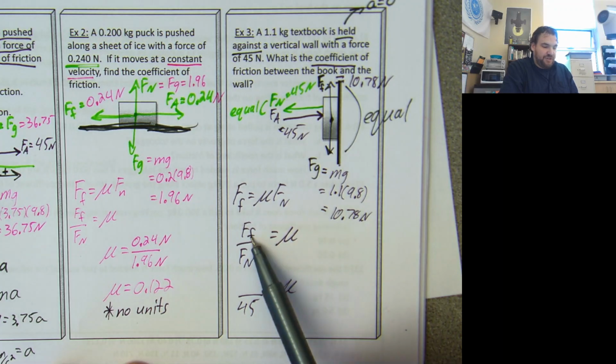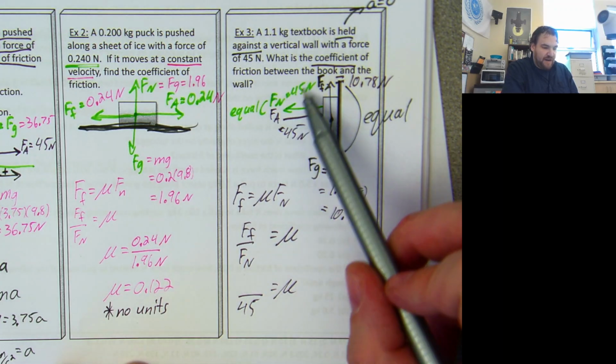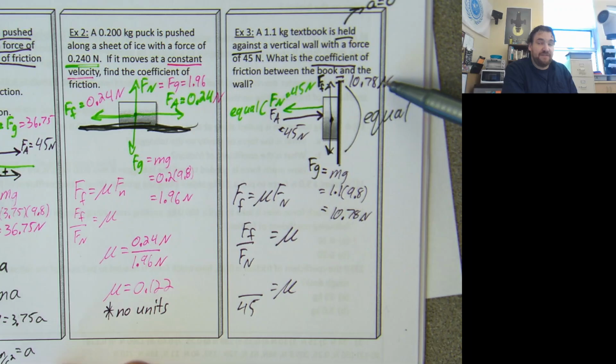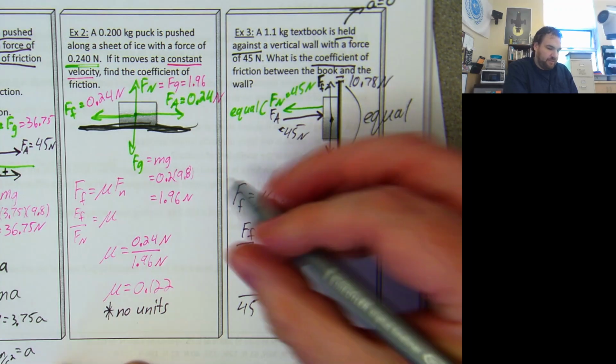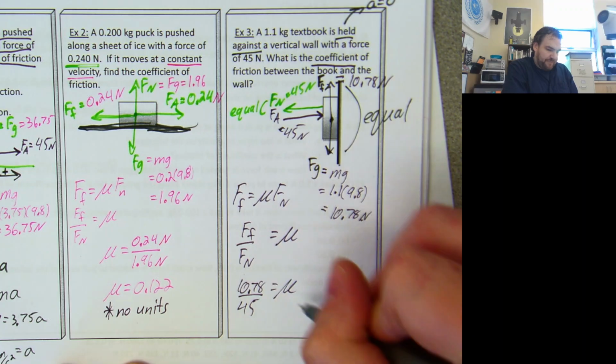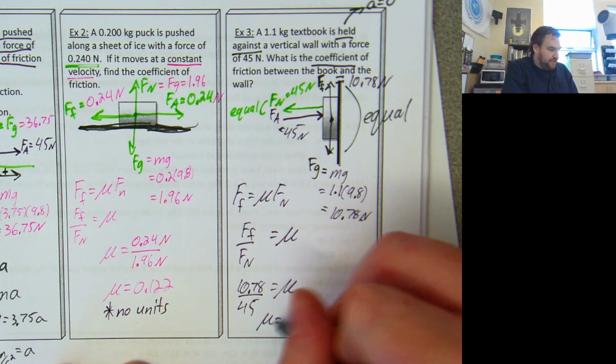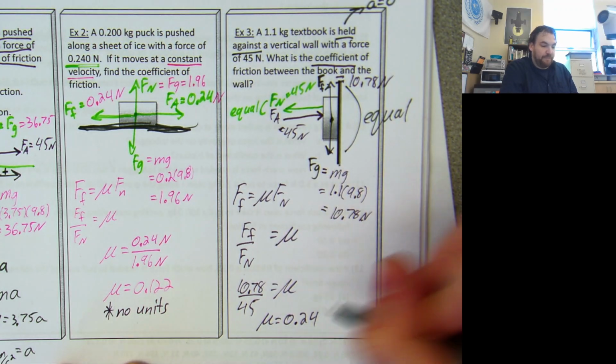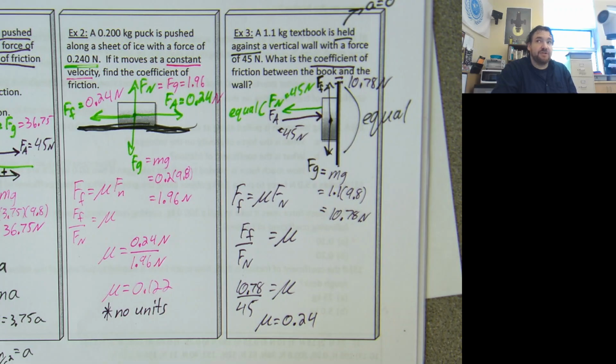Mu is equal to force of friction divided by Fn. Fn is 45 due to this argument over here. Force of friction is 10.78 due to this argument over here, which gives us a coefficient of friction of 0.24, and there are no units on the coefficient of friction. Comments, questions, concerns?